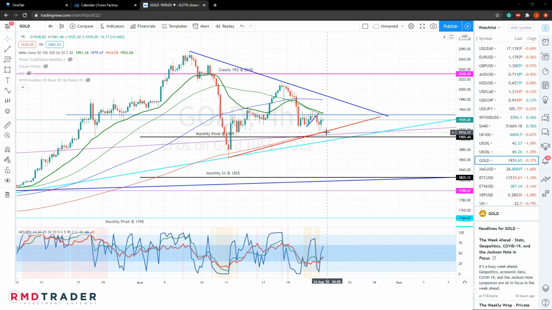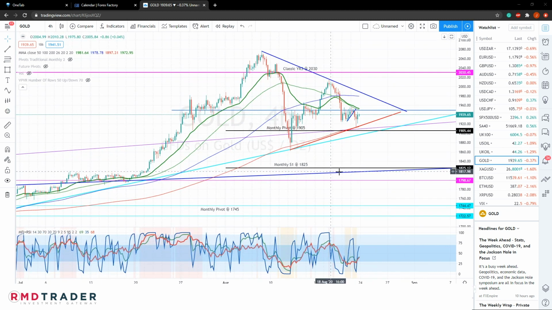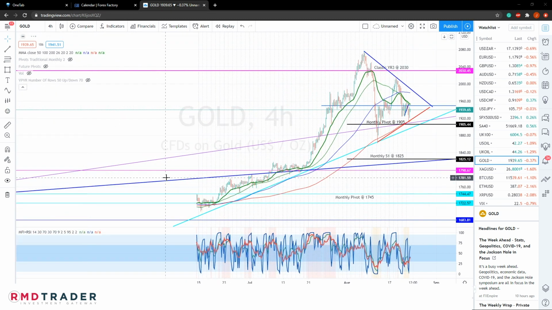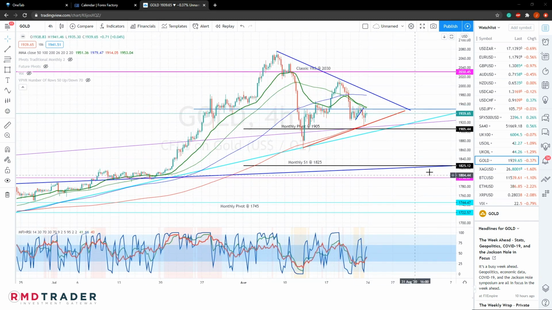Whereas, of course, if we were to break below this 4-hour 200 SMA and below this 1,095 level, it will take us as low as 1,825. That is our monthly S1 level, and also a previous very strong area of diagonal support.